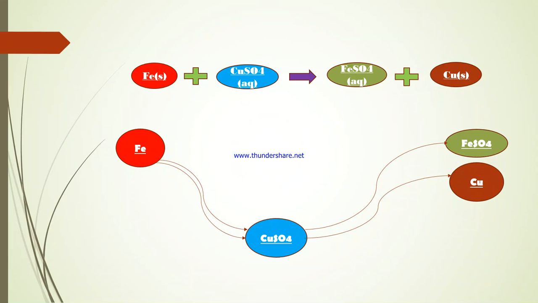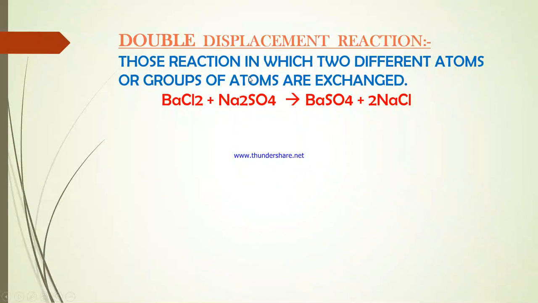Now coming to the next important topic, which is double displacement reaction. Those reactions in which two different atoms or groups of atoms are exchanged. Why are they exchanged? In this reaction you can look at barium chloride BaCl2 combining with sodium sulfate Na2SO4, forming BaSO4, which is a white precipitate. Barium sulfate is in the form of a white precipitate.